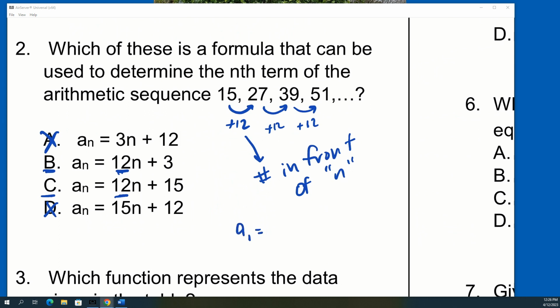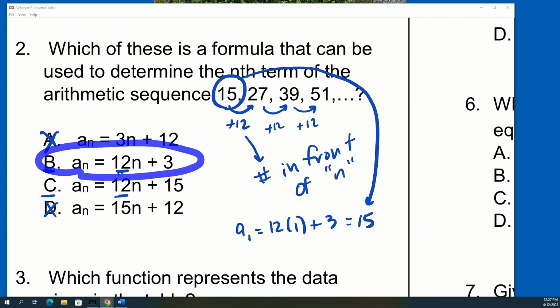The right answer, if you put 1 in for the n, it should give you this first term, 15. So if it's the actual formula that gives you the nth term, if you put 1 in, it gives you 15. If you put 2 in, it gives you 27. If you put 3 in, it gives you 39. So I took the first choice and put 1 in for n, multiplied it by 12, added 3, and got 15. So that means that is the answer choice.